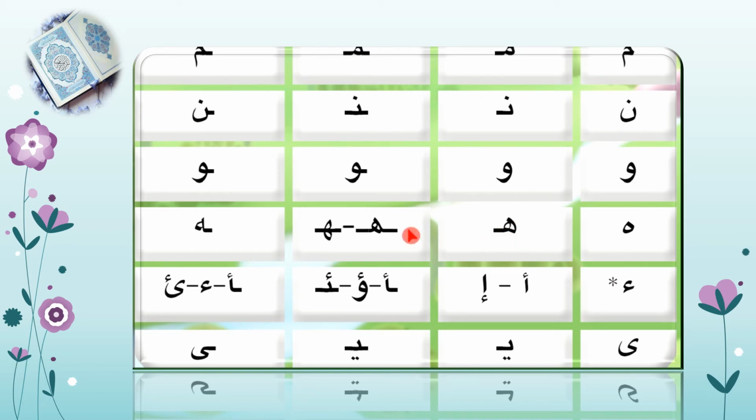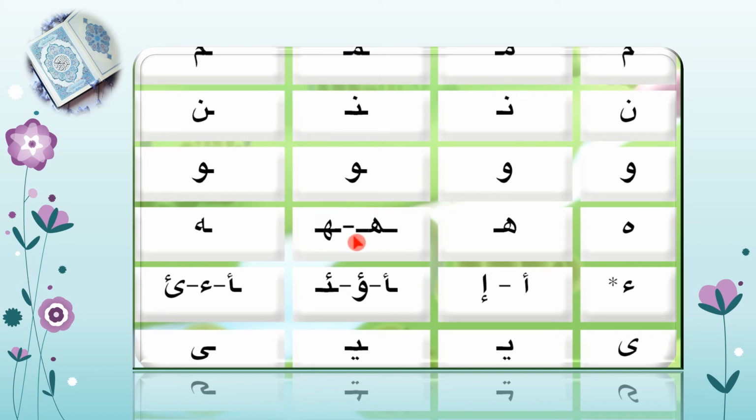In the middle, we have two shapes. Maybe like this one, which is two circles, and the second one is not a complete circle. They are connecting together. We have a line before and a line after to connect with the previous letter and the next letter.